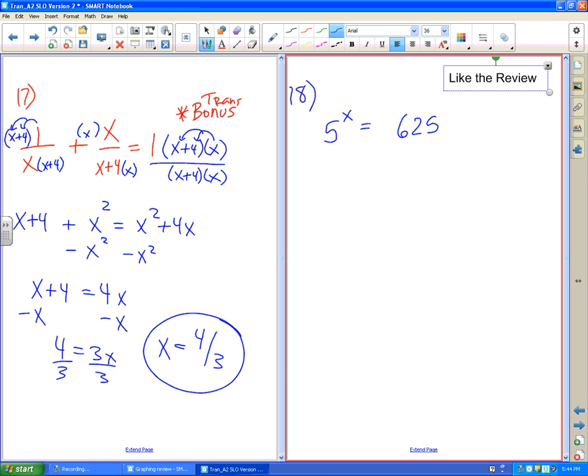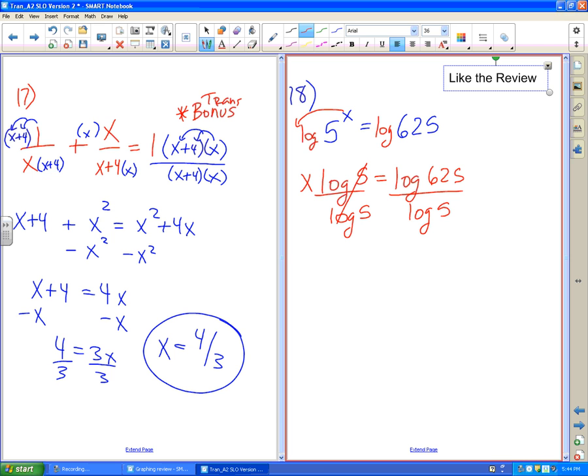When we have an exponent that we need to bring down, you log both sides. And that brings that down. So we get x log of 5 equals the log of 625. Divide by that log of 5. Type that in the calculator. Log of 625 divided by the log of 5. Get 4.